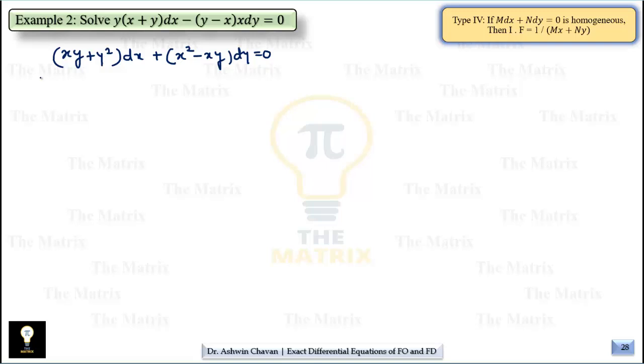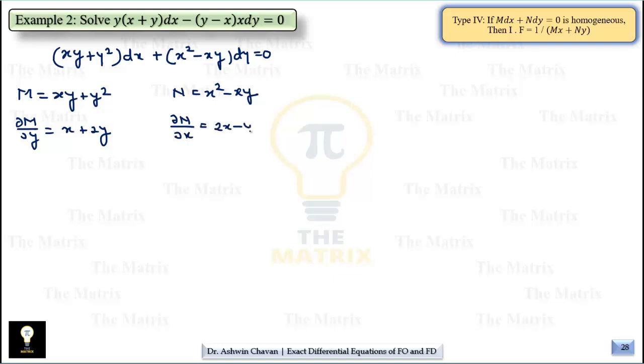So we have to check first whether it is exact or non-exact. Here M is xy plus y square, whereas N is x square minus xy. Let's check dou M upon dou y, which is x plus 2y, and dou N by dou x is 2x minus y. We can clearly see these two partial derivatives are not equal. That's why the given differential equation is non-exact. So how to check further?